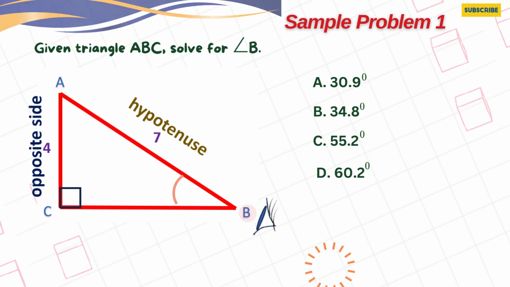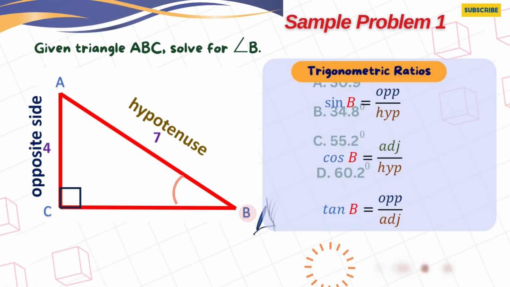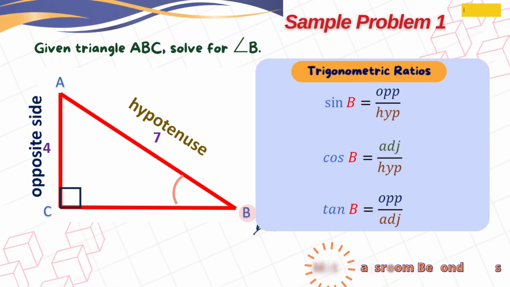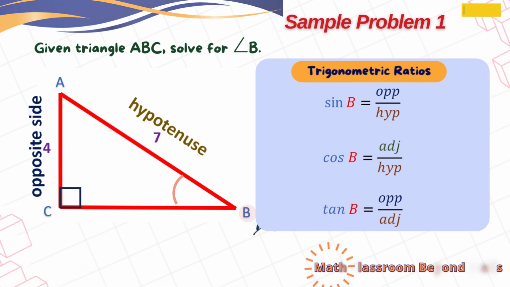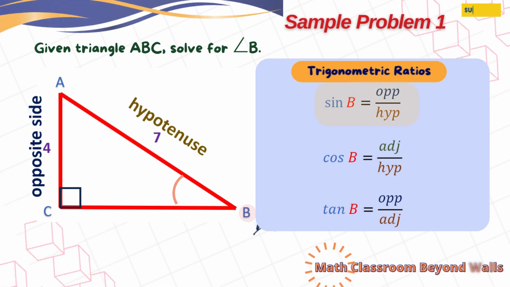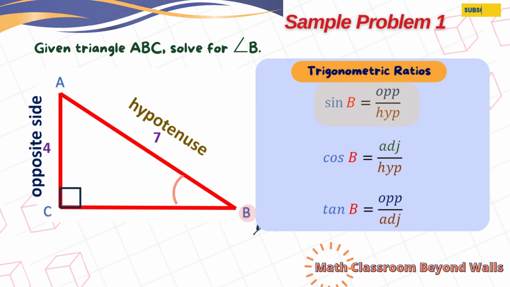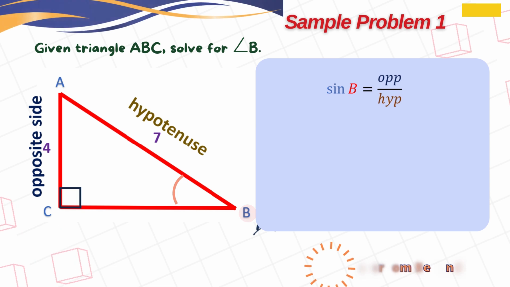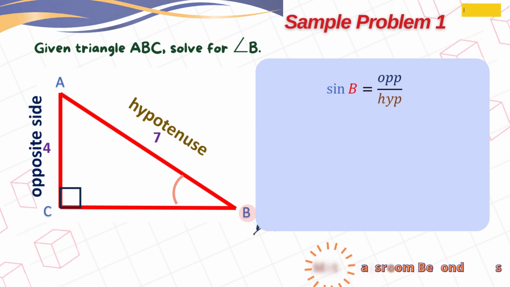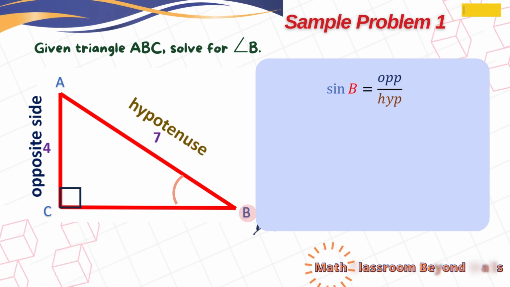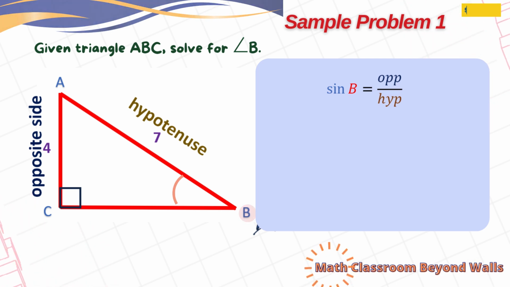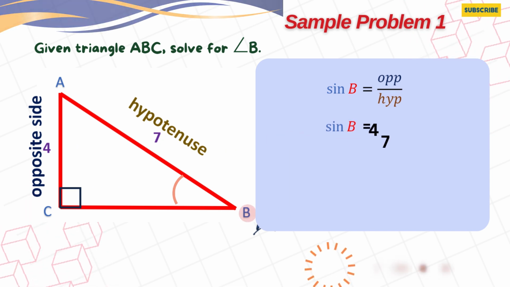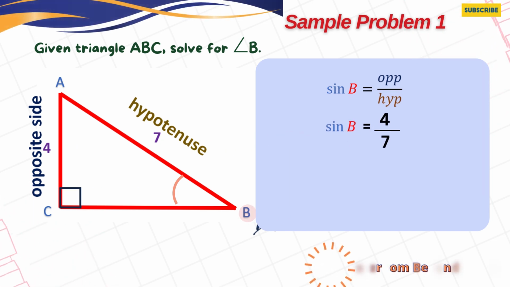Look at the labeled triangle this time. Of the trigonometric ratios, which one has the opposite side and the hypotenuse? Okay, so sine ratio. We will write the ratio. So sine B is equal to opposite side over hypotenuse. Next, we get the values from our figure and plug those in. Let's go. So sine B is equal to 4 over 7.